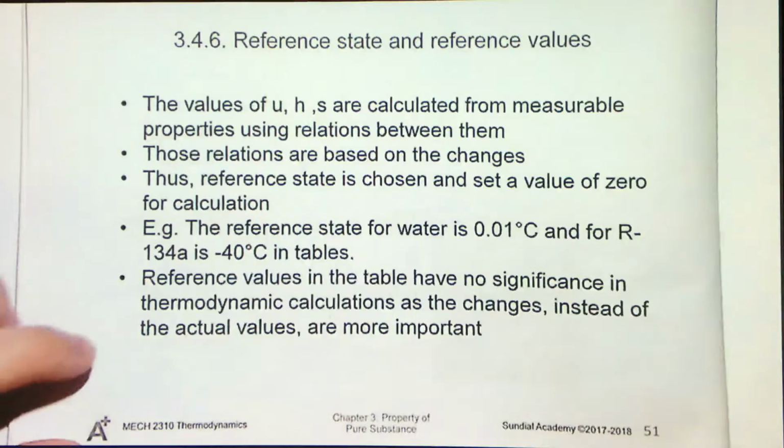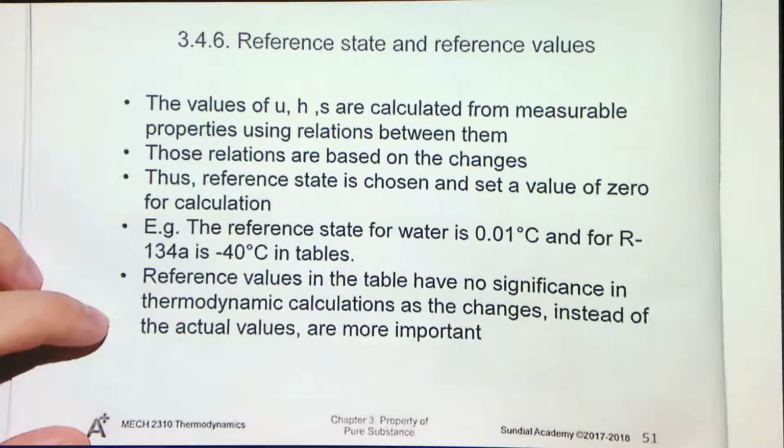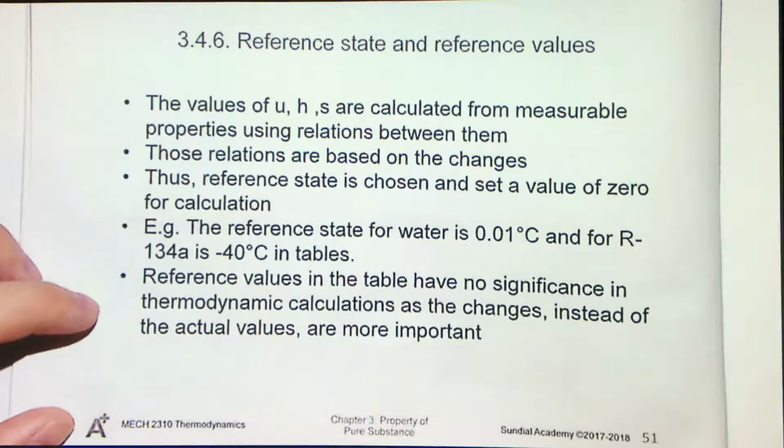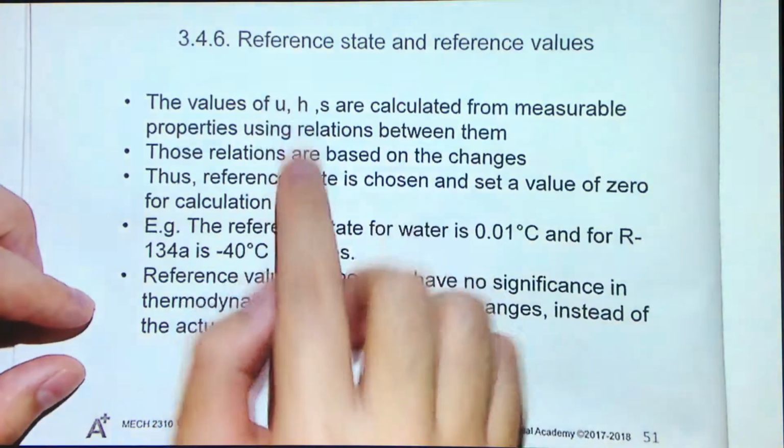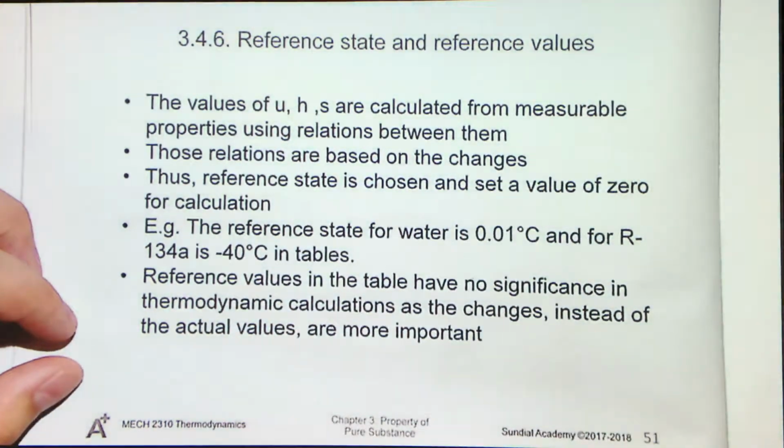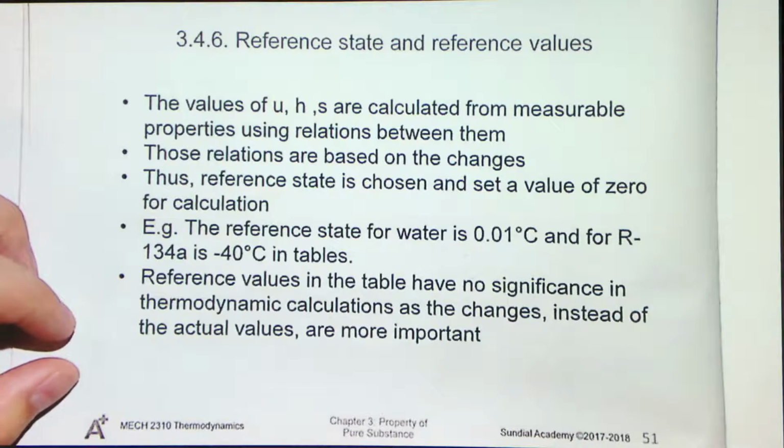Okay, let's go to the next section. Here we will talk about some of the values stated in the property table and how they are calculated. Well, we actually depend on the reference state, and we can get the reference value, because what is important to us is the change of those values instead of the actual value. So we need to give a reference point to set that to 0, and then we can get the value.